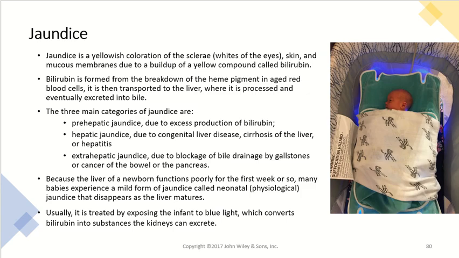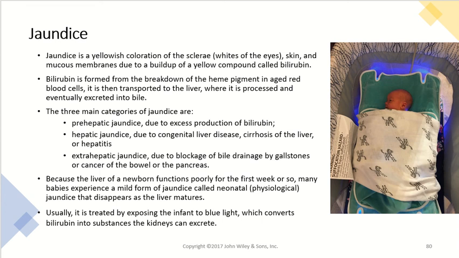So up next, last but not least, we have to talk about jaundice. So jaundice is going to be a kind of yellowish discoloration of the sclera, like those white parts of your eyes. It also could show up as a yellowish discoloration of the skin and the mucous membranes. And this is going to be due to a buildup of a yellow compound called bilirubin. So bilirubin is going to be formed from the breakdown of the heme pigment, the oxygen binding pigment in red blood cells. So when we have a breakdown of these heme pigments in old red blood cells, this is going to be transported to the liver, where it's processed, and it's eventually going to be excreted into the bile.